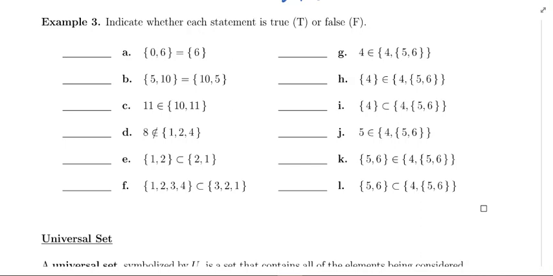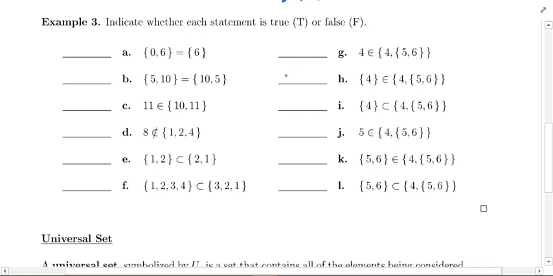All right, in example 3, we are going to test your understanding of set notation. We are going to indicate whether each statement is true or false. All right, let's start with part A. The statement in part A is the set {0, 6} equals the set {6}.